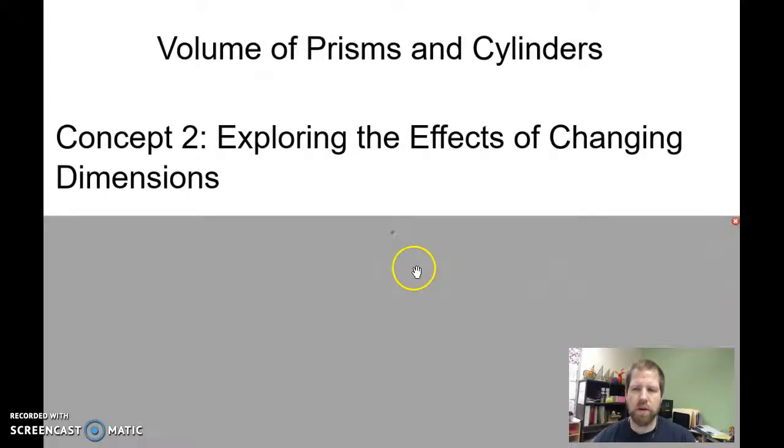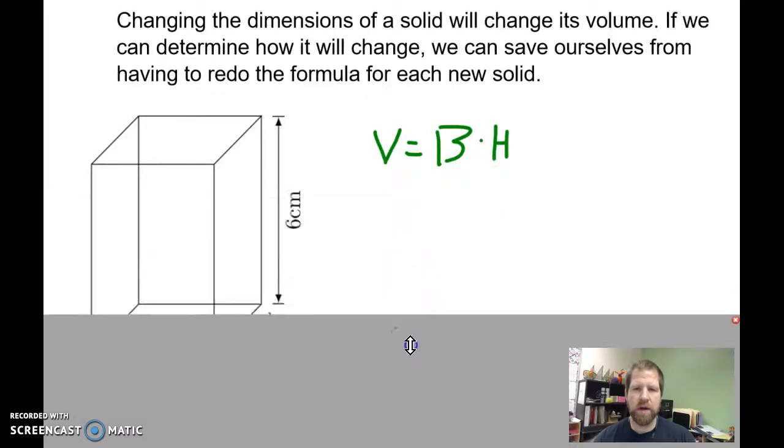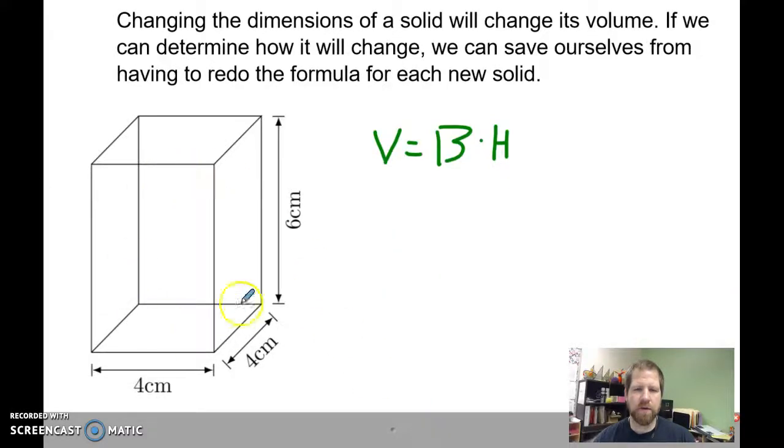Concept 2, exploring the effects of changing dimensions. So we have gone over how to calculate the volume of a triangular prism like this, a triangular pyramid, or a cylinder. Now we're going to look at what happens when we change the size. Maybe we increase the height, maybe we increase the width or the length, maybe we increase all three. So we're going to look at how that changes.